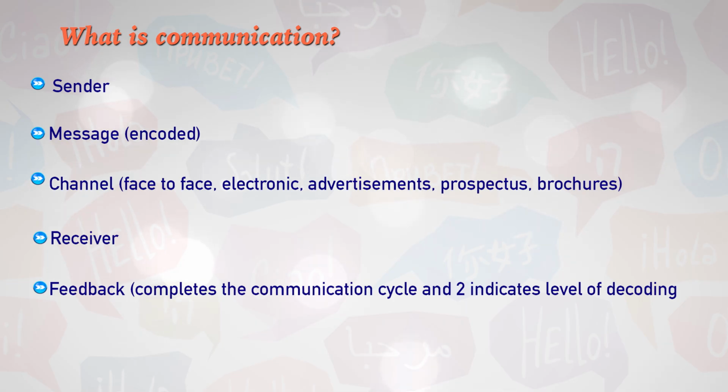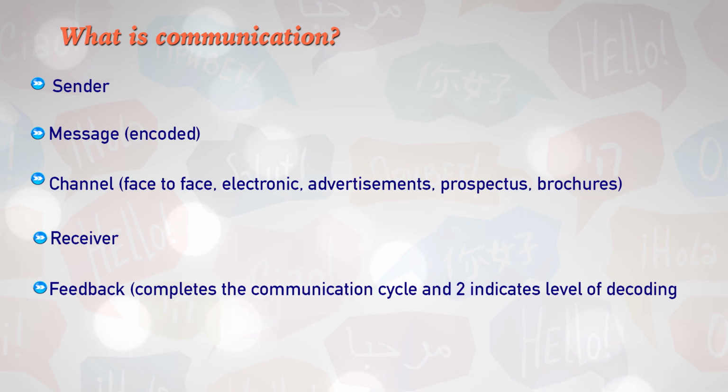Channel can be a face-to-face situation. Channel these days is also electronic situation, where we can use a mobile phone, where we can use WebEx or Google Meet, or this recording. This is a channel. Advertisements are channel. Prospectus of any institution is a channel. Brochures are also channels. Flyers are channel. So sender encodes the message and conveys it through a channel to the fourth element, which is a receiver.